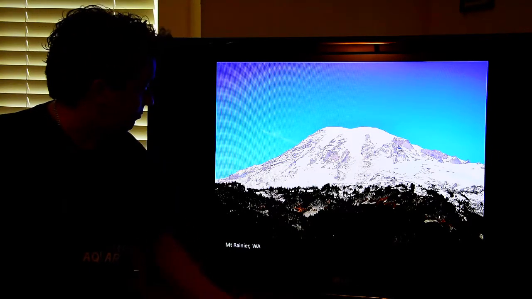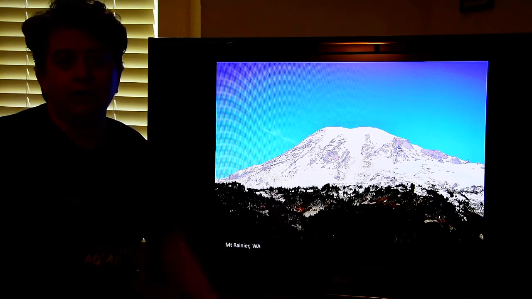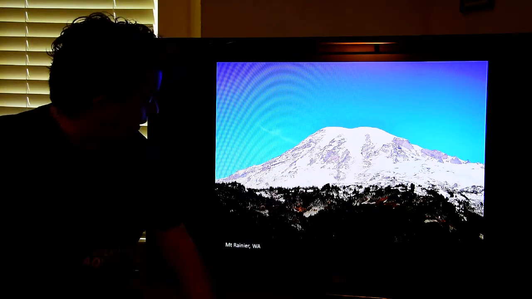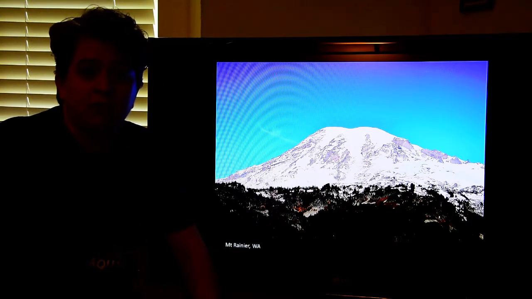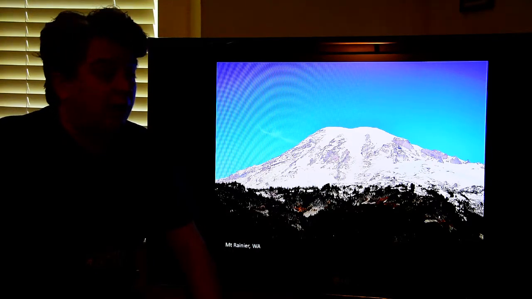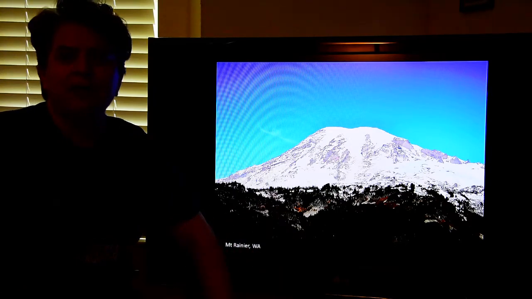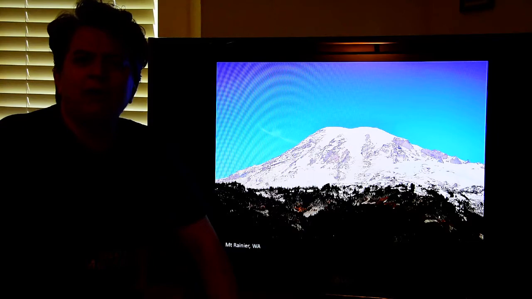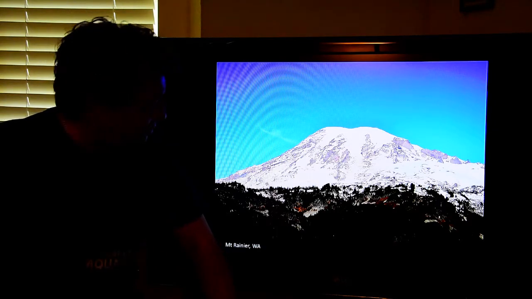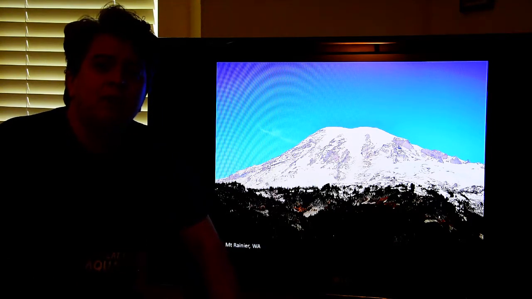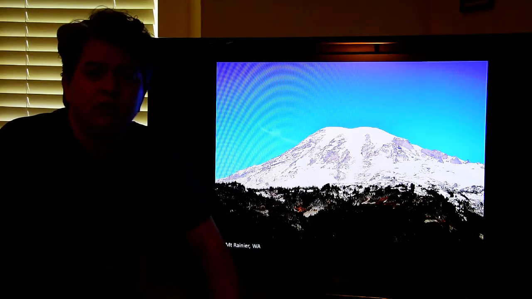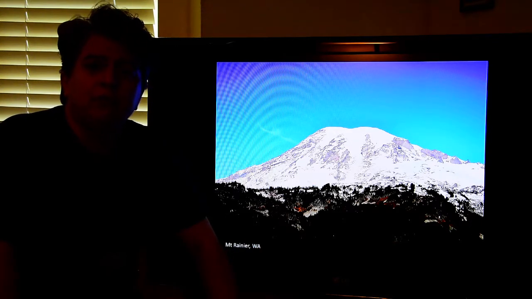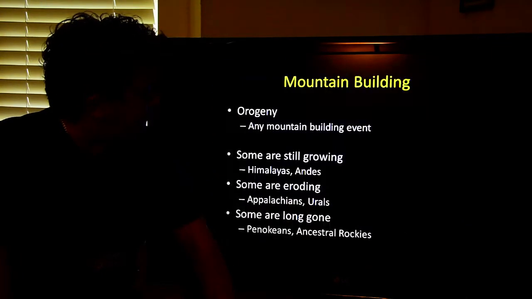And welcome to Washington. Okay, well, not really, but we're looking at Mount Rainier in Washington, which is a nice big volcanic mountain. I put this up there to show you a mountain because today is mountain building and evolution of the continents. And so we're going to see how different mountains form in different locations and how the continental crust has grown and changed over geologic time.